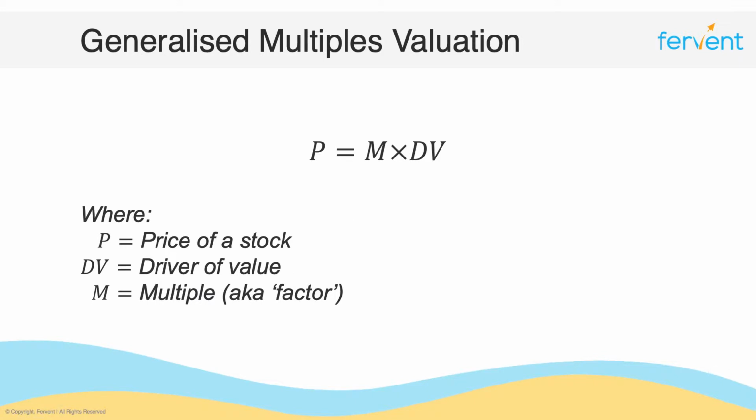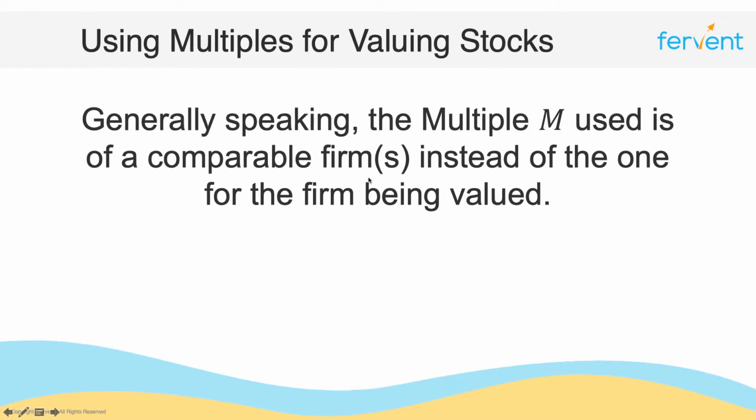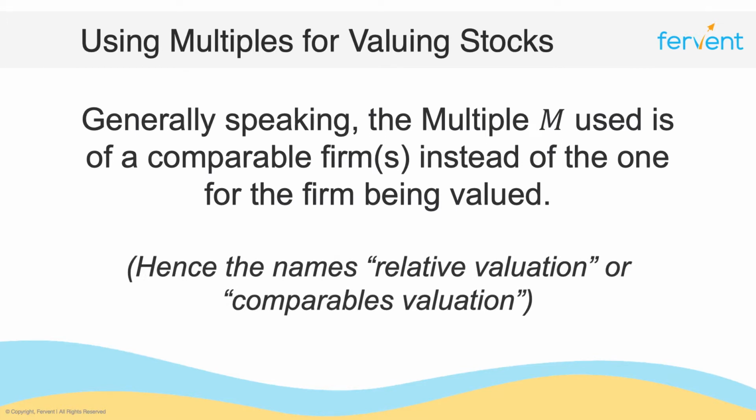And if we were to condense this entire course, and indeed this entire concept of multiples-based valuation, into one single equation, then this would be it, right? The price of a stock can be obtained by taking some multiple and multiplying it by some driver of value. That being said, this equation is not really complete, and that is because, generally speaking, the multiple that we use is of a comparable firm or comparable firms, rather than the multiple of the firm that we're actually valuing. And this is precisely why multiples-based valuation is also called relative valuation or comparables valuation, because we're coming up with a valuation estimate relative to another firm. Put differently, we're coming up with a valuation for a firm based on the firm's comparables, or based on the comparable firms of our target firm.